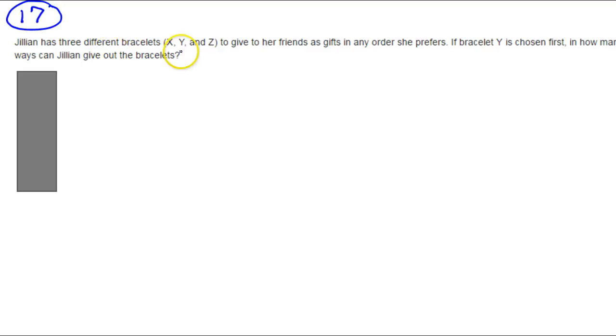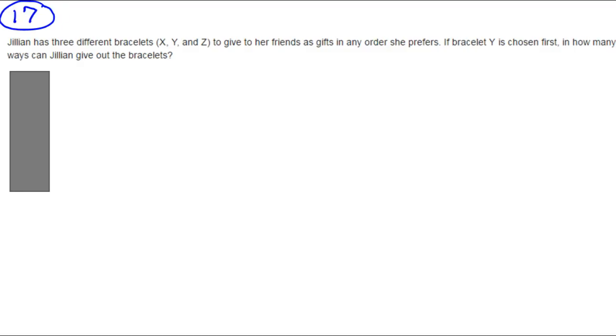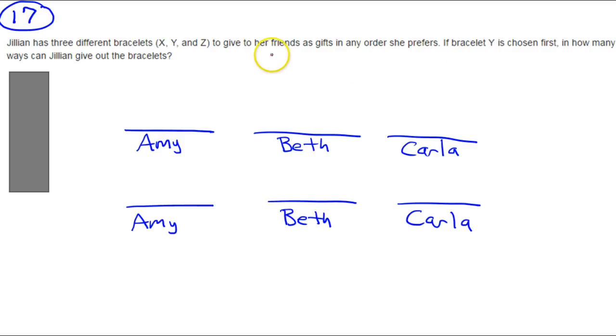Jillian has 3 different bracelets, X, Y, and Z, to give to her friends as gifts in any order she prefers. If bracelet Y is chosen first, in how many ways can Jillian give out the bracelets? Okay, this is pretty simple, I think. They're saying if bracelet Y is chosen first, so let's say Amy chooses bracelet Y. Okay, so that's done. So then, given that, in how many ways can Jillian give out the bracelets?